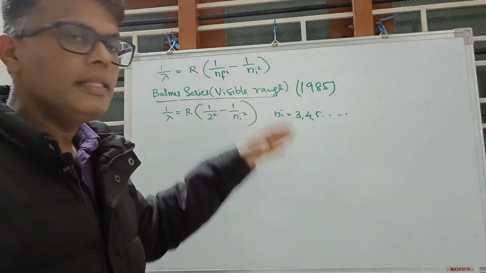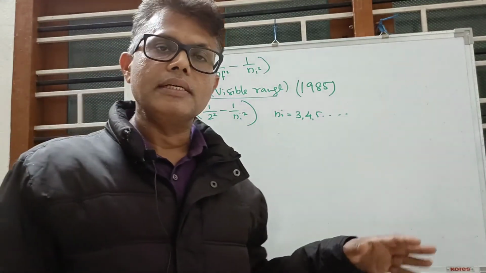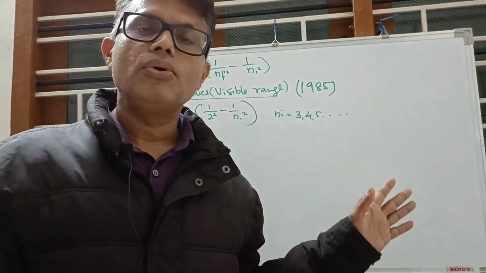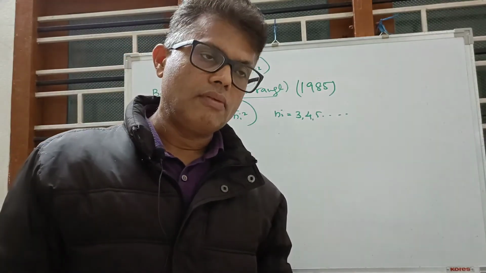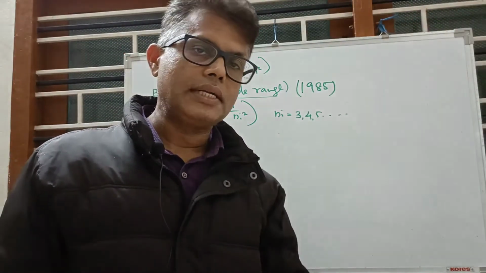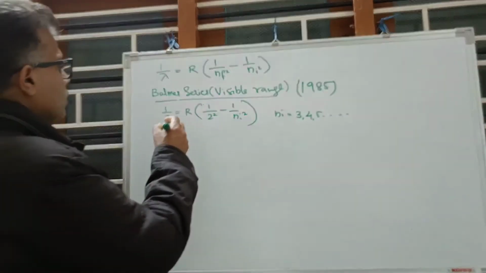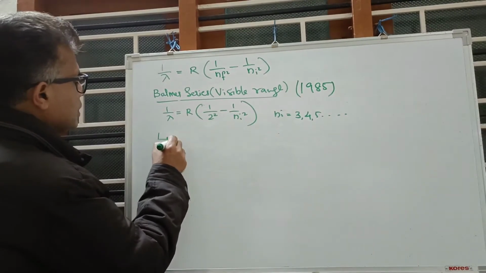So is it only the visible range spectra that is made when the atom is getting excited? No. It is going in the ultraviolet also. It is going in the infrared also. Everybody clear what is ultraviolet, what is infrared? Clear, no? Okay. So next one is the Lyman series.